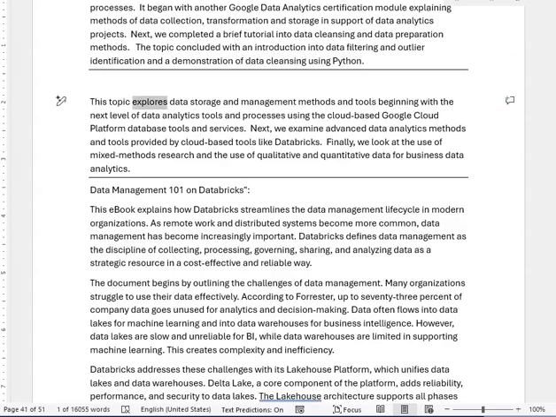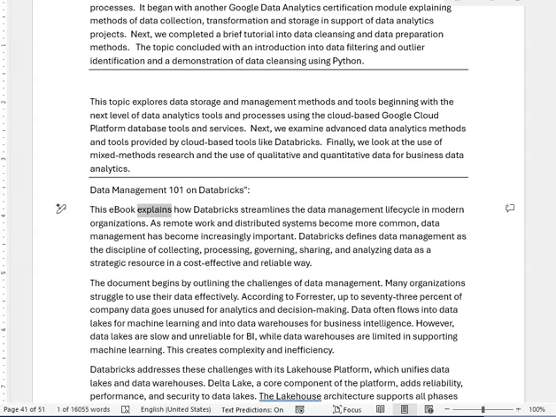This topic explores data storage and management methods and tools, beginning with the next level of data analytics tools and processes using the cloud-based Google Cloud Platform database tools and services. Next, we examine advanced data analytics methods and tools provided by cloud-based tools like Databricks. Finally, we look at the use of mixed methods research and the use of qualitative and quantitative data for business data analytics.